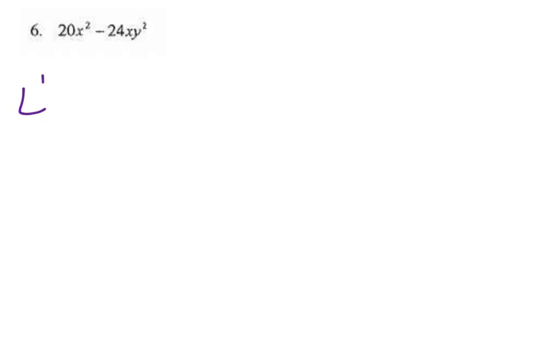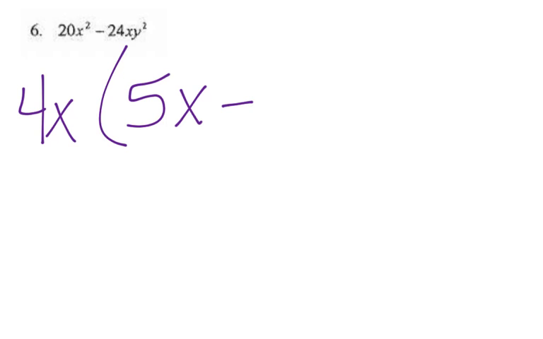20 and 24 both divide by 4. They both have an x. 20 divided by 4 is 5. X squared becomes x. Minus 24 divided by 4 is 6. X cancels, bring down your y squared.